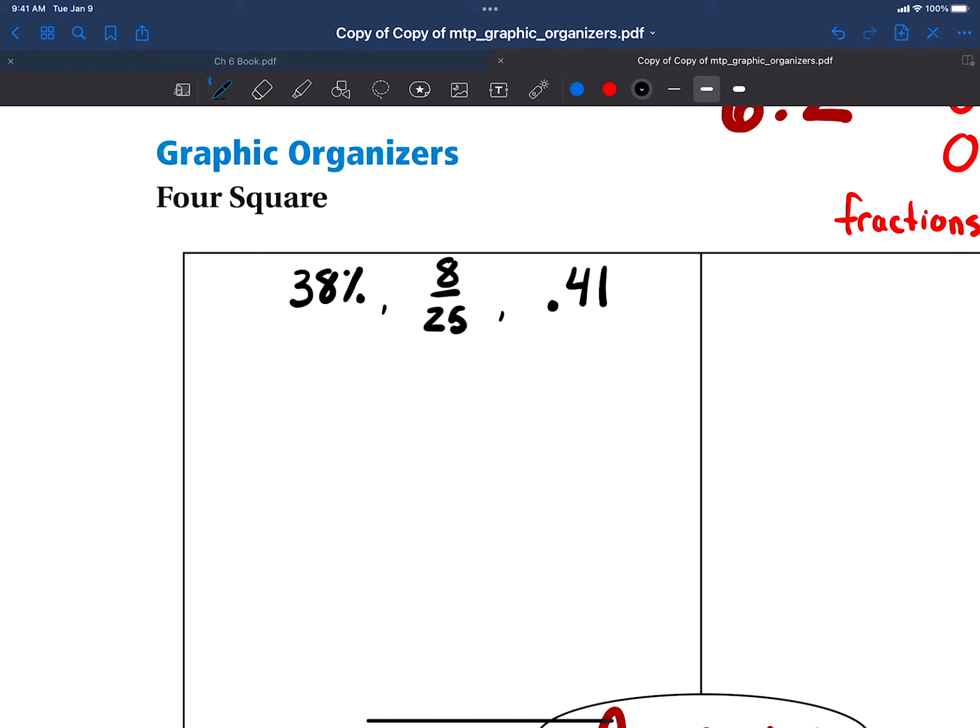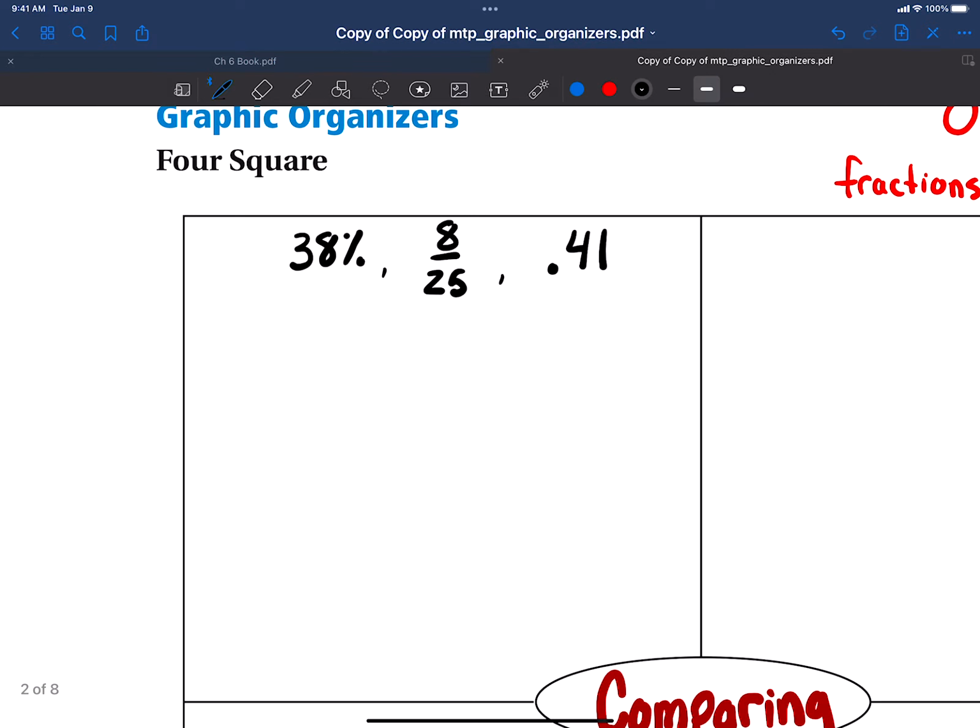Okay, so step 1 is change everything into like things. So if you like percents, do percents. You like fractions, do fractions. You like decimals, do decimals. I personally like turning things into percents just because it's pretty easy for my brain to understand percentages, you know. So what I would do is draw an arrow below everything and rewrite it. So 38% is still going to be 38%. 8 over 25.